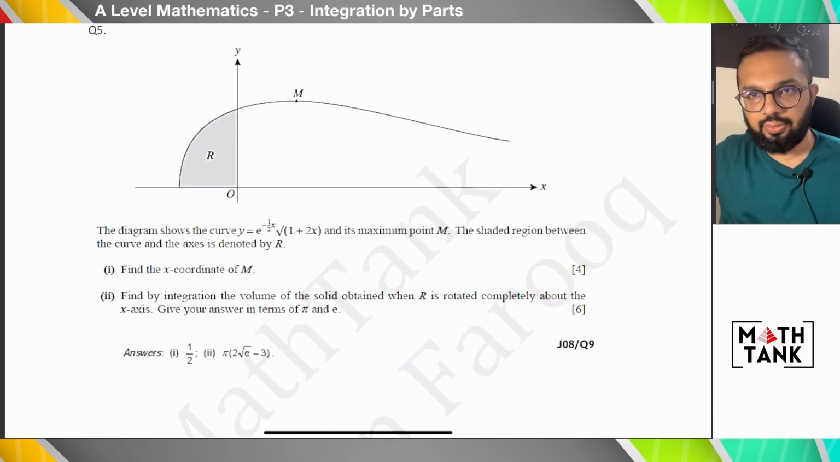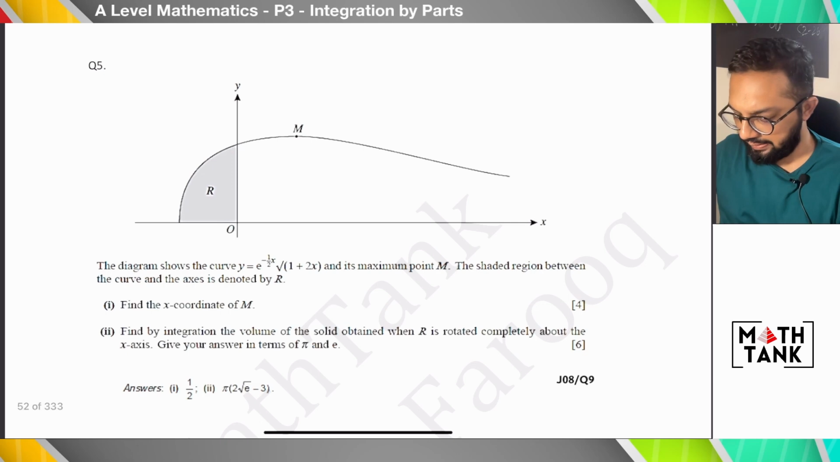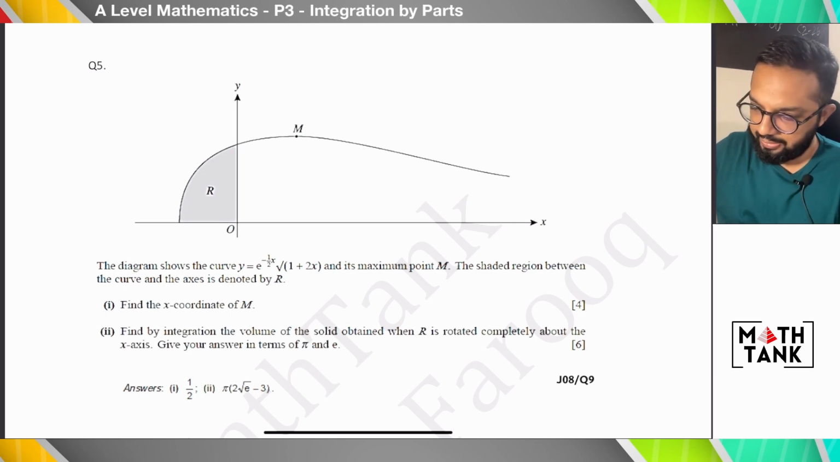Moving on to the next question. Question 5 says that the diagram shows a curve and its maximum point M. The shaded region between the curve and the axis is denoted by this. Find the x coordinate of M. So I know that I need to do the product rule.